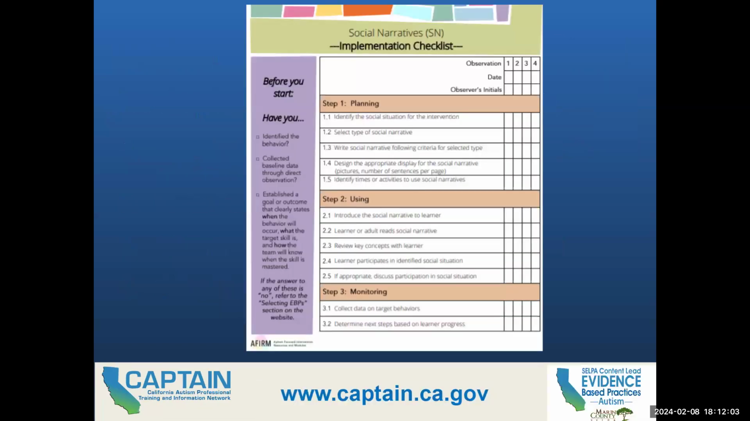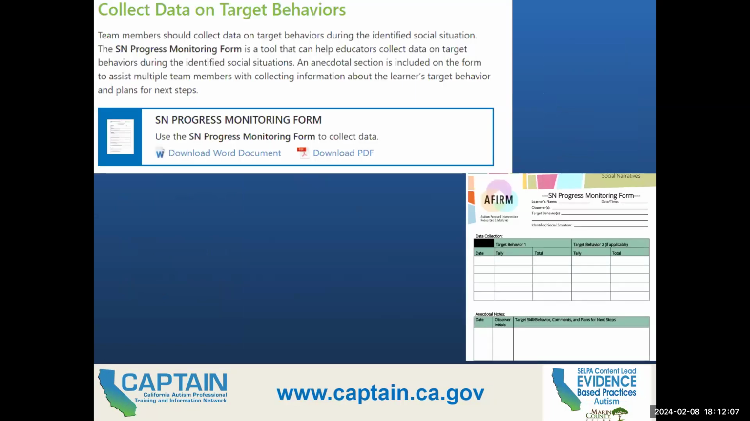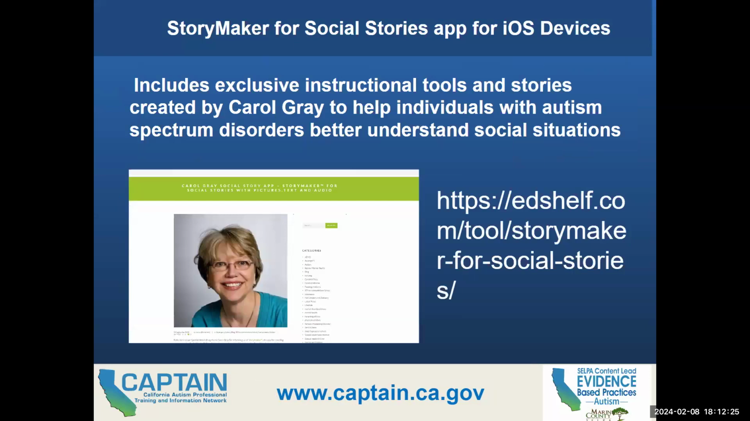Here's an example of a fidelity checklist and a data collection. Right, data collection for monitoring. And you can see that we would have the date, we'd figure out what the target behavior is, and we can look at target behavior 2, and we can look at this over a period of weeks to see if the targeted behavior is improving.